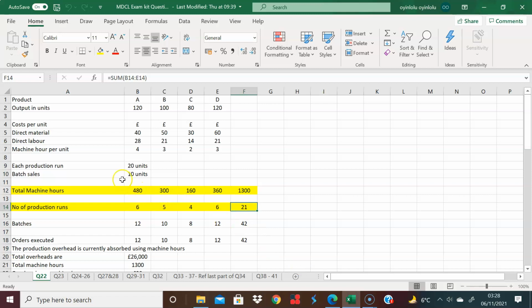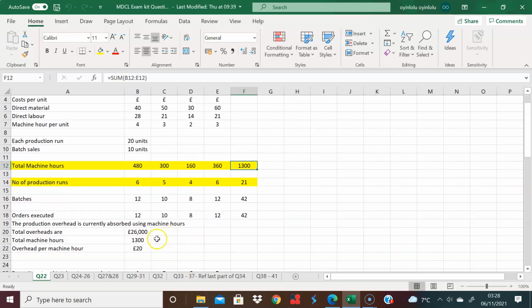So the ideal thing is to find the total number of machine hours. If I need 4 machine hours to make a unit of A, that's a total of 4 times 120. Then I work that across, where I have 3 times 100, 2 times 80, and 3 times 120. Those are my total machine hours. So I have a total of 1,300 hours. So basically, 1,300 hours drives this overhead of 26,000 according to the absorption costing method.